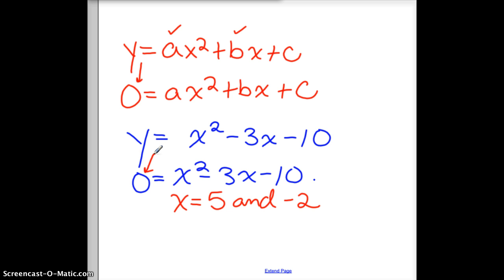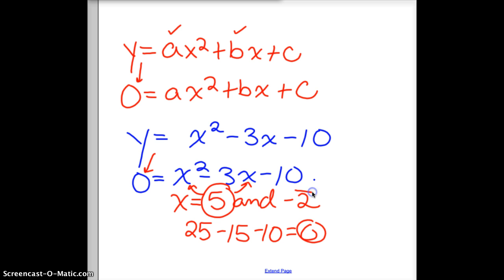And just to run a little check on that so you understand the full details of it, we're going to put that in. We're going to get 25 minus 15 minus 10, which equals 0. I'm going to pause this for a minute. So as you can see, when I put a 5 into the equation for x, I end up getting 0 out. That's why we call 5 a solution. And if I were to put -2 in, I'd also get a 0 out.